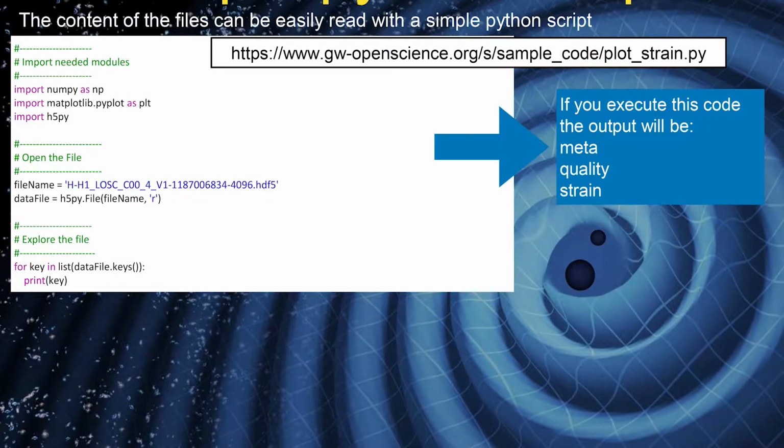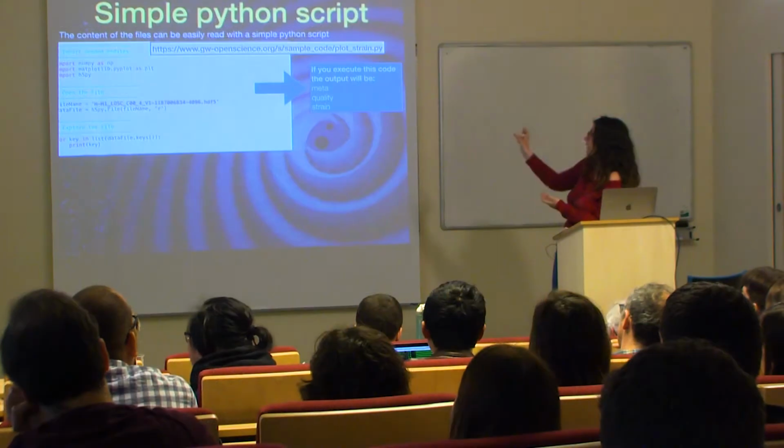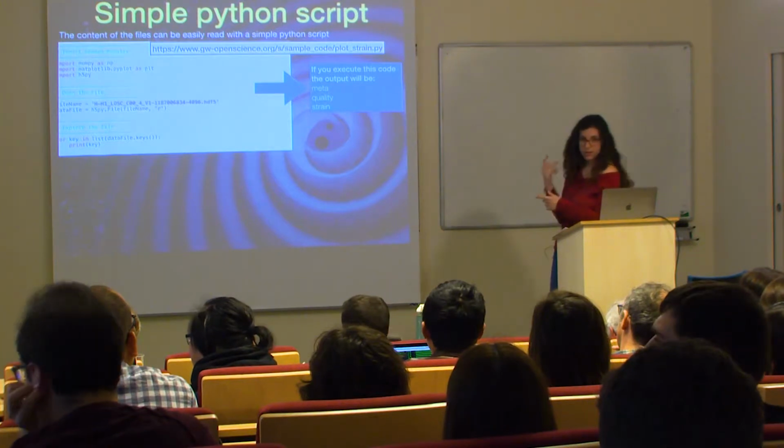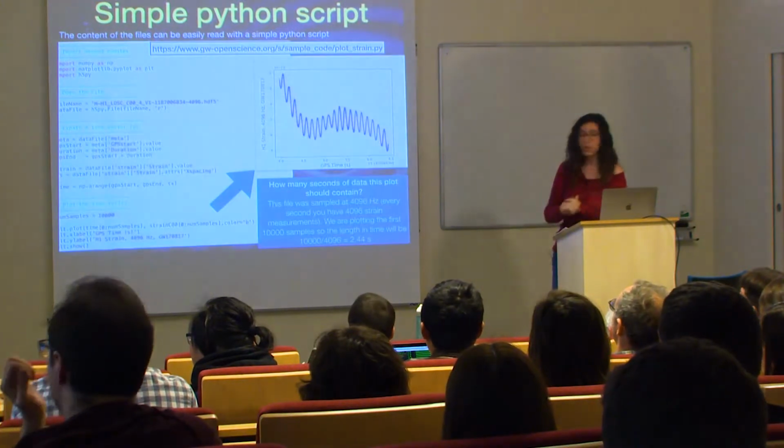So as I was saying, this is a very simple example. There are some imports at the beginning. There is a part that is cut. The first letter is cut out, but you can imagine. So you declare your file name, and then you make a loop to explore the keys in your file. And if you execute this small Python script, you will get the three keys, meta, quality, and strain that I was saying before.